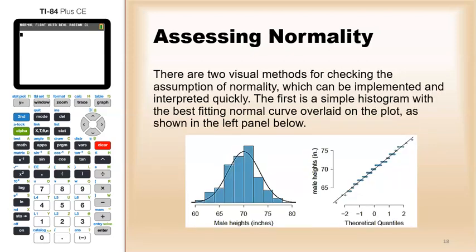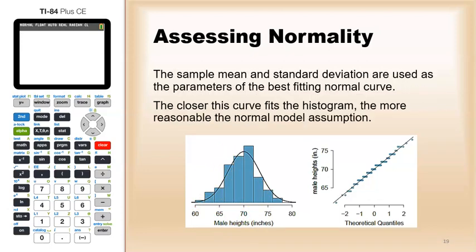Visually, there are two methods for checking the assumption of normality, which can be implemented and interpreted quickly. The first, which we've already seen, is a simple histogram with the best fitting normal curve overlaid on the plot. And you see that on the left here. The sample mean and standard deviation are used as the parameters for the best fitting normal curve. The closer the curve fits the histogram, the more reasonable the normal model assumption.